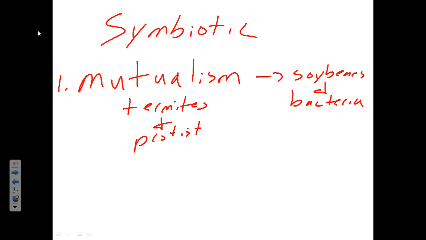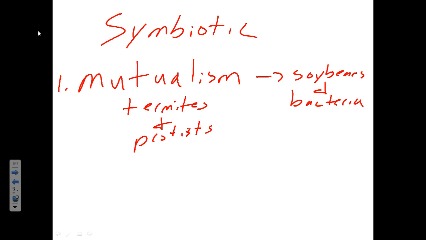Without that protist, the termite dies. And it turns out, without the termite, the protist dies. Because the termite provides a home. It provides the wood. It's a good deal for both of them. That's mutualism. One can't live without the other. That's an example of mutualism.